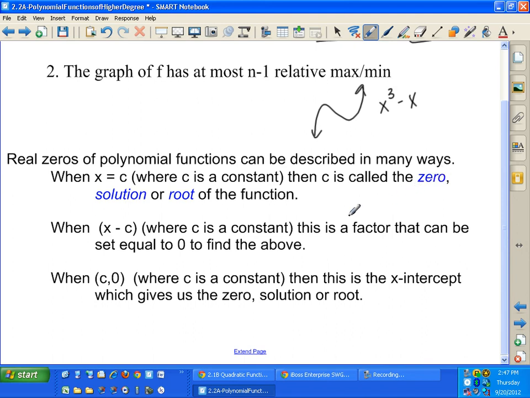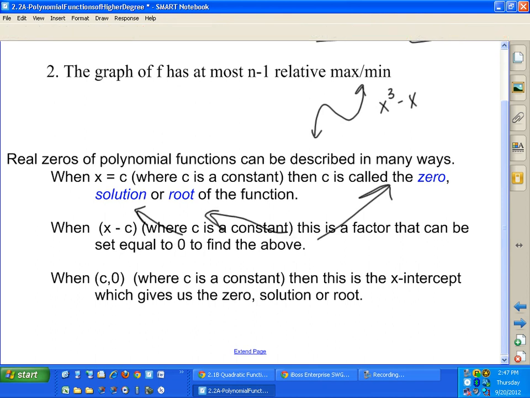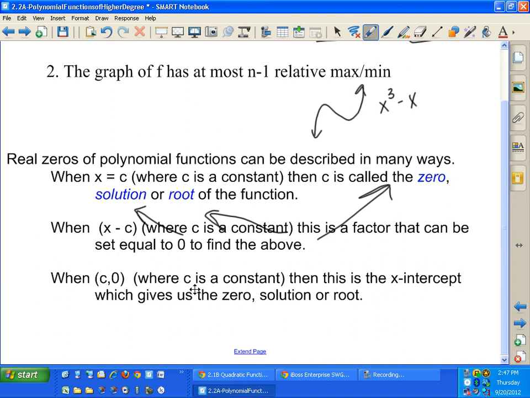If we get to a place where we have x minus c, and c is some number, then that's what we call a factor. If we set that factor equal to 0, it will solve for a zero, a root, or a solution. It'll give us those if we set x minus c equal to 0. And then if it's written as c comma 0, this is what we call our x-intercept form, and the c is the zero, the solution, or the root of the equation. So all of these go together, but they're just different forms of the same thing. So if you have questions on these, please come to class prepared to ask them.